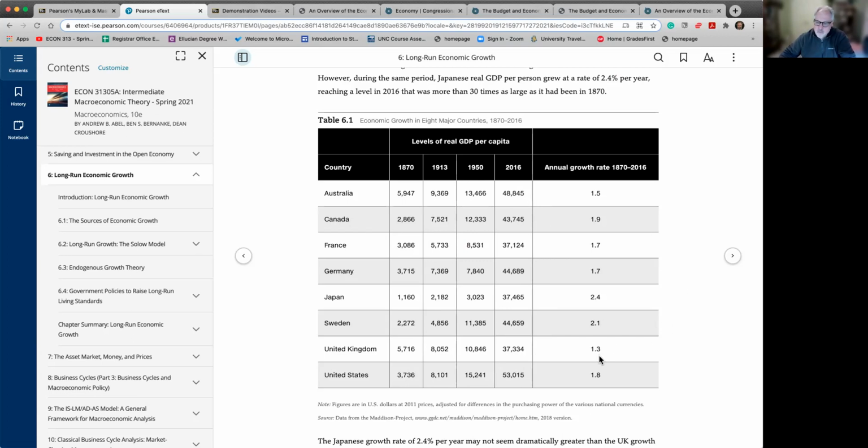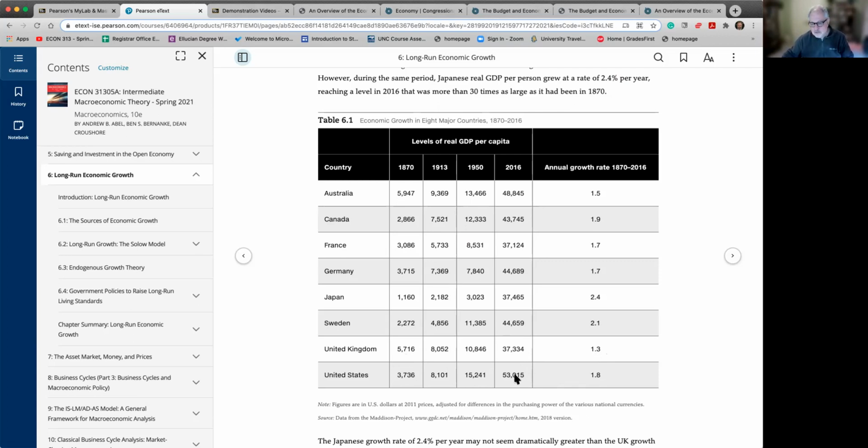But you can see why that is if you look at the annual growth rates. The annual growth rate in the UK is 1.3% over that roughly 150 years. It's 1.8% in the United States. It doesn't seem like a very big difference, right? Only 0.5% difference per year in the annual growth rate of the economy in terms of the real GDP. But you can see that there's a reversal in terms of the ranking of these two countries over 150 years.